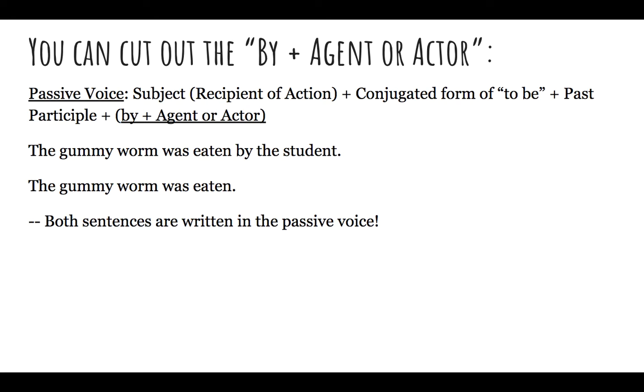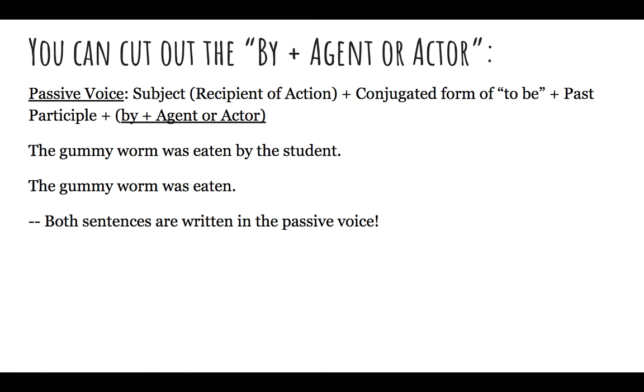All right, now that we have gone through that brief recap of the passive voice formula, I want to make an additional point clear. When writing a sentence in the passive voice, you can actually cut out the by plus the agent or actor from that formula. So for example, in the sentence, the gummy worm was eaten by the student, you can cut out the last part, by the student, and be left with this sentence, the gummy worm was eaten. This is still a complete sentence, and it is still technically written in the passive voice.